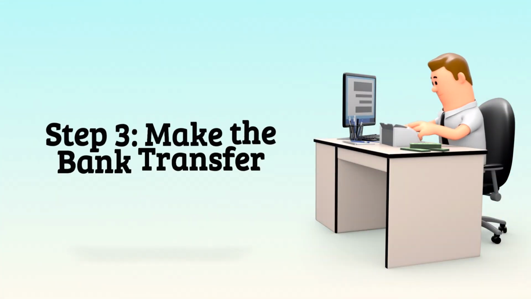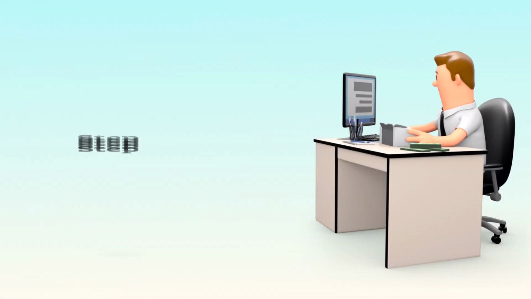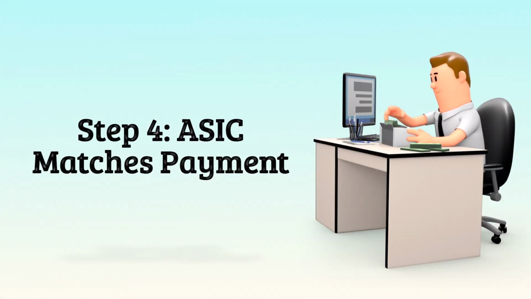Step 3. Make the bank transfer. The agent must manually send the payment via EFT or BPAY, ensuring the correct reference is included. Step 4. ASIC matches payment with the application. ASIC manually verifies the payment against the submitted application.